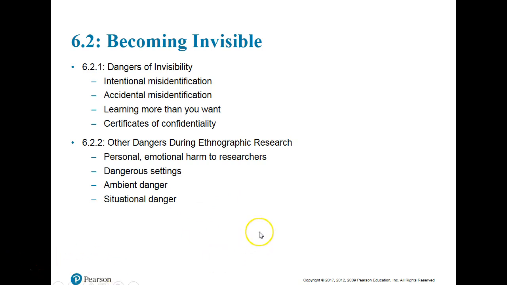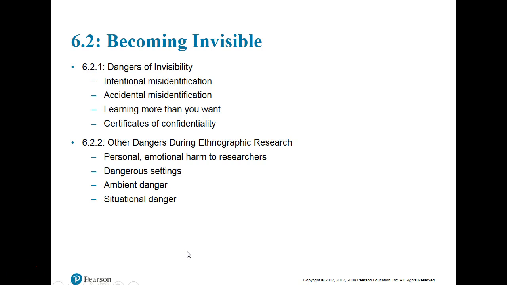There's also the risk of accidental misidentification. If someone decides to research, we'll say, prostitutes on the street, and somebody dresses like a prostitute and is actually down there and may even tell the prostitutes that they're researching, there could be other people that accidentally misidentify them as a prostitute, and therefore that increases the chance of danger.